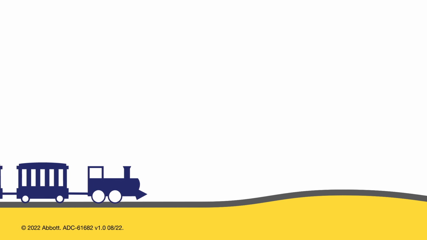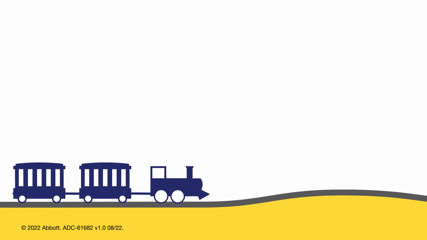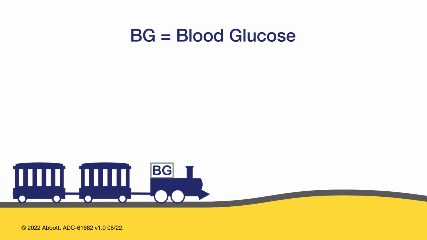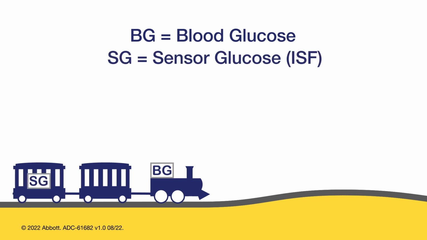A train is a good way to illustrate this concept of lag. Think of blood glucose and ISF glucose as the cars of a train. In the front car of the train is blood glucose, or BG. In the back of the train is the ISF, or sensor glucose, SG. Imagine that the hills and bumps on the track are like the changes in your glucose levels throughout a typical day.